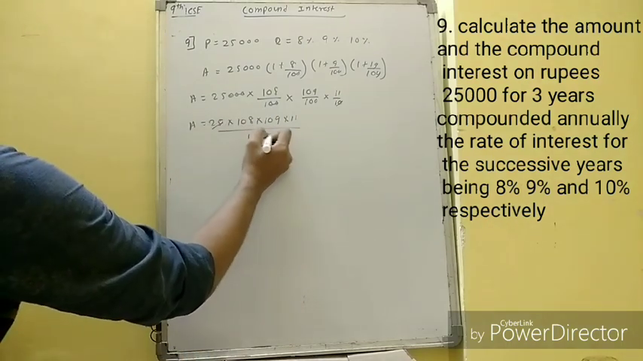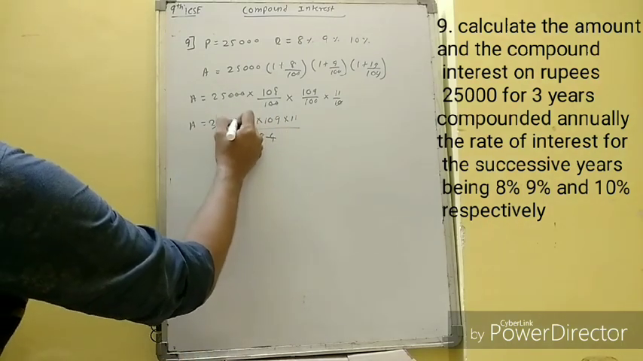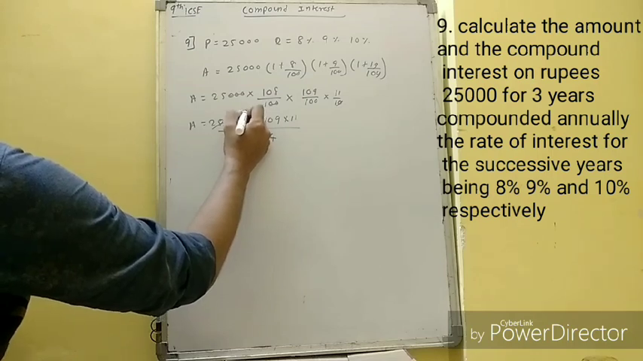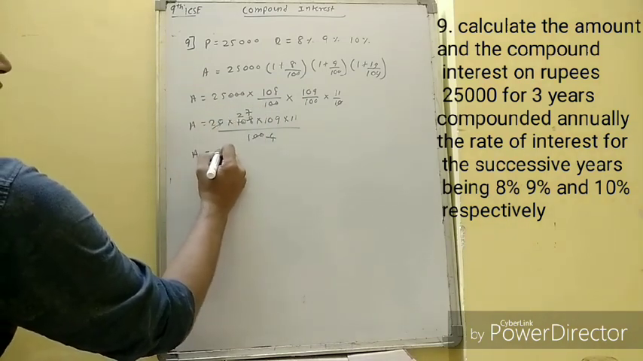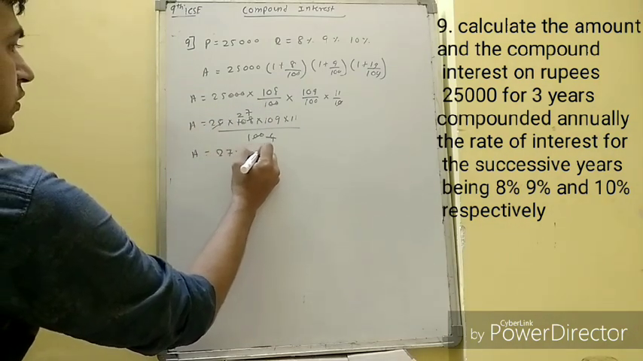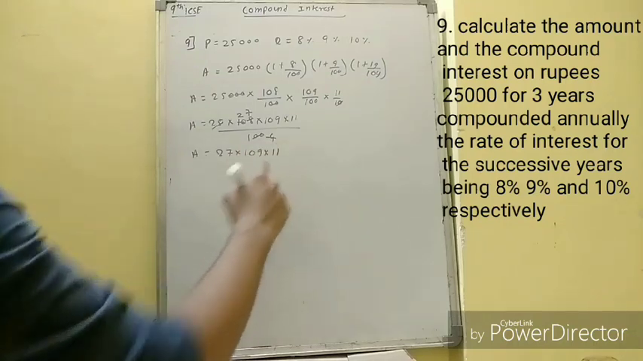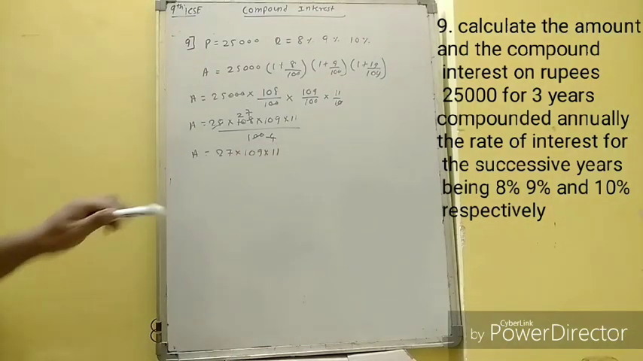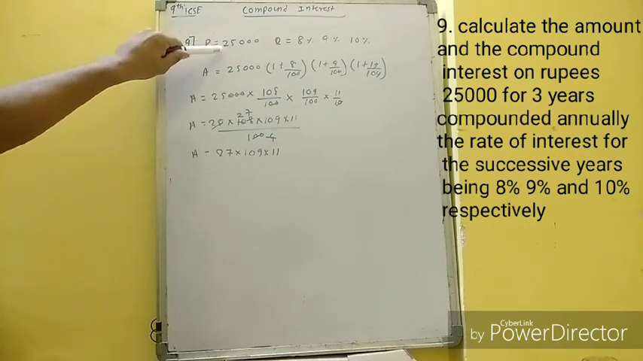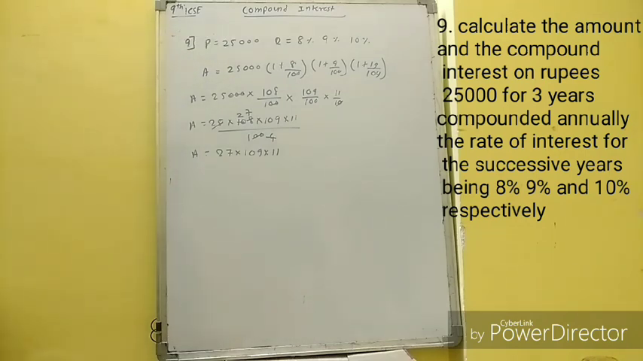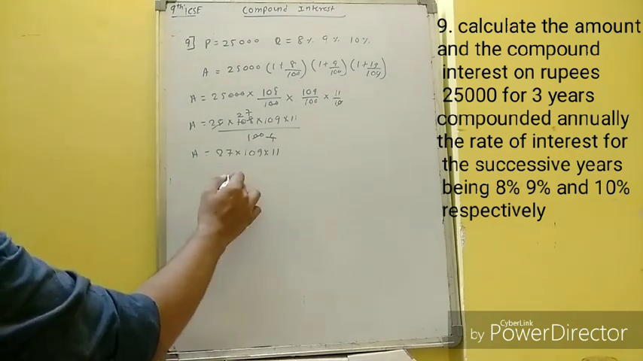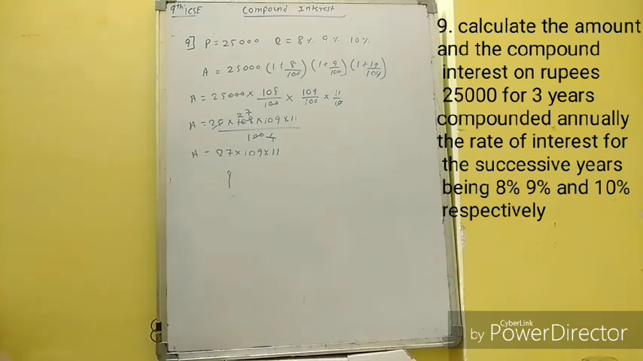So 25 ones are 25, fours are 4, 4 twos are 8, 4 sevens are 28. So the amount is 27 into 109 into 11. So after multiplying you will get the amount, and from the amount when you subtract the principal, you will get the compound interest. Okay, so this much I have done. You please complete this one. Now we will move to the next question.